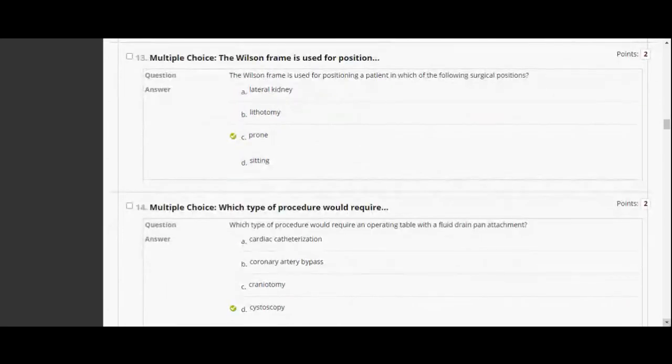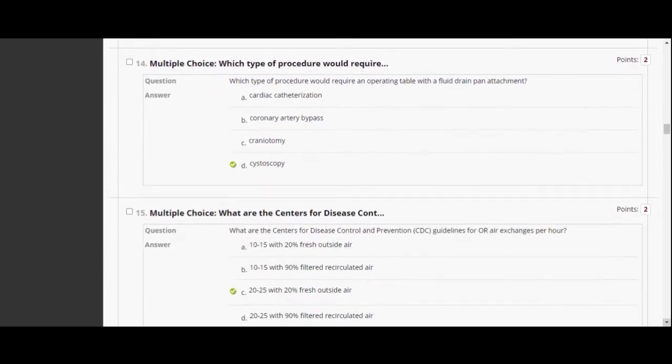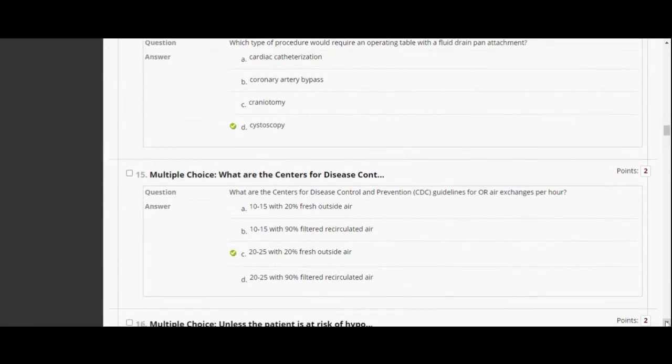The Wilson frame is used for positioning a patient in which of the following surgical positions? And that's prone. Which type of procedure would require an operating table with a fluid drain pan attachment? And that's a cystoscopy. So that's your urology cases.